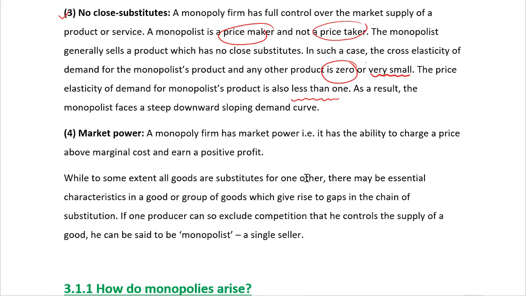Next is market power. Point number 4. A monopoly has market power. That is, it has the ability to charge a higher price, or a price above the marginal cost, and earn what? Positive profits. While to some extent all goods are substitutes for one another, there may be essential characteristics in a good or group of goods which give rise to gaps in the chain of substitutions. If one producer can so exclude competition that he controls the supply of the whole good, he can be said to be a monopolist, a single seller.